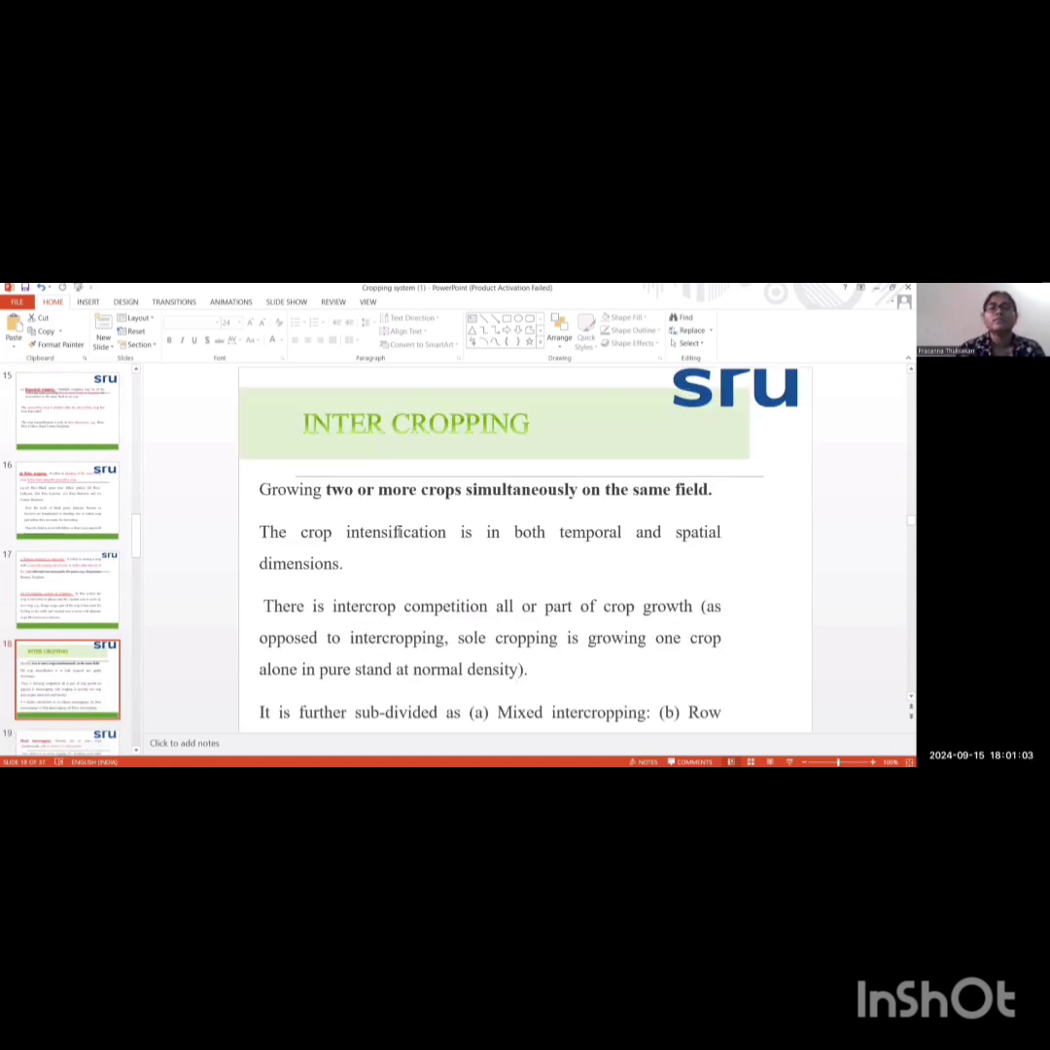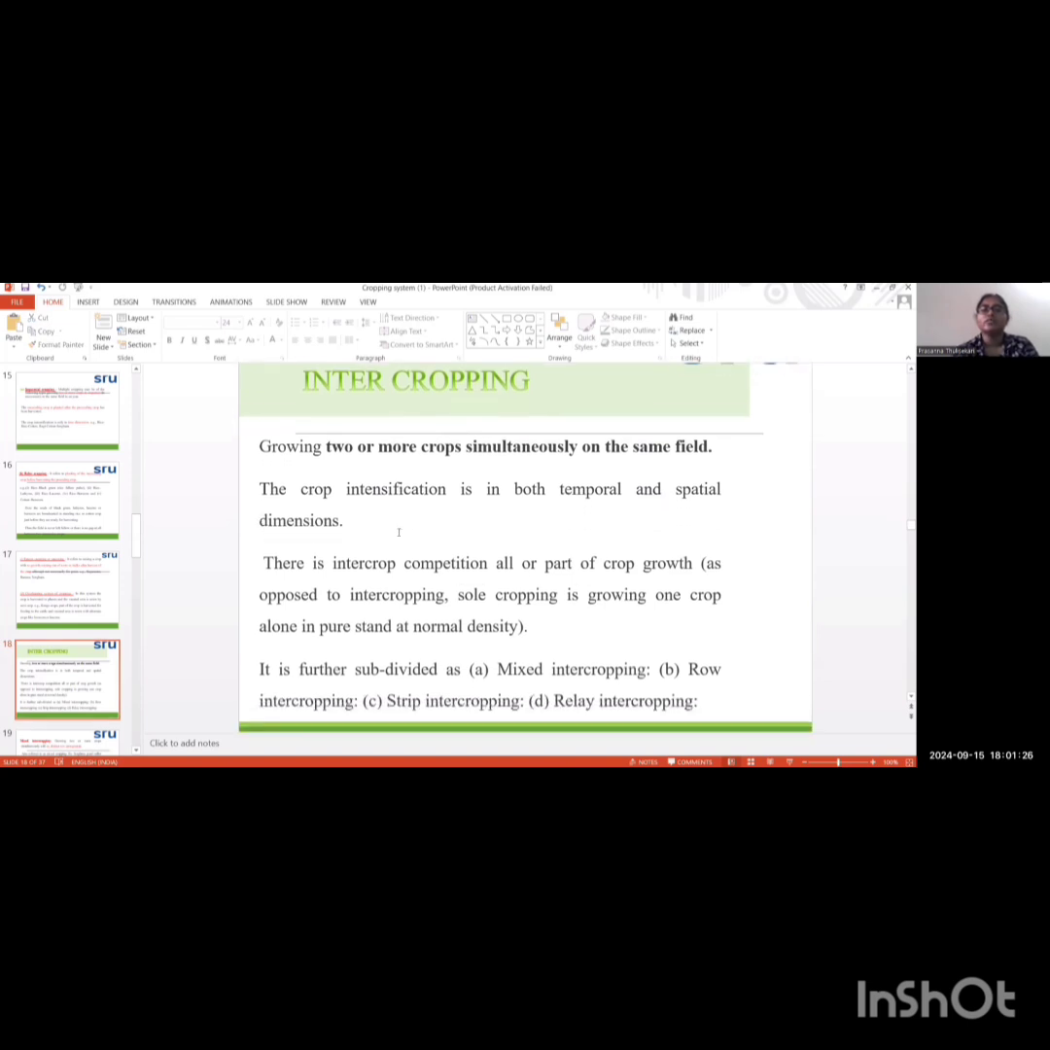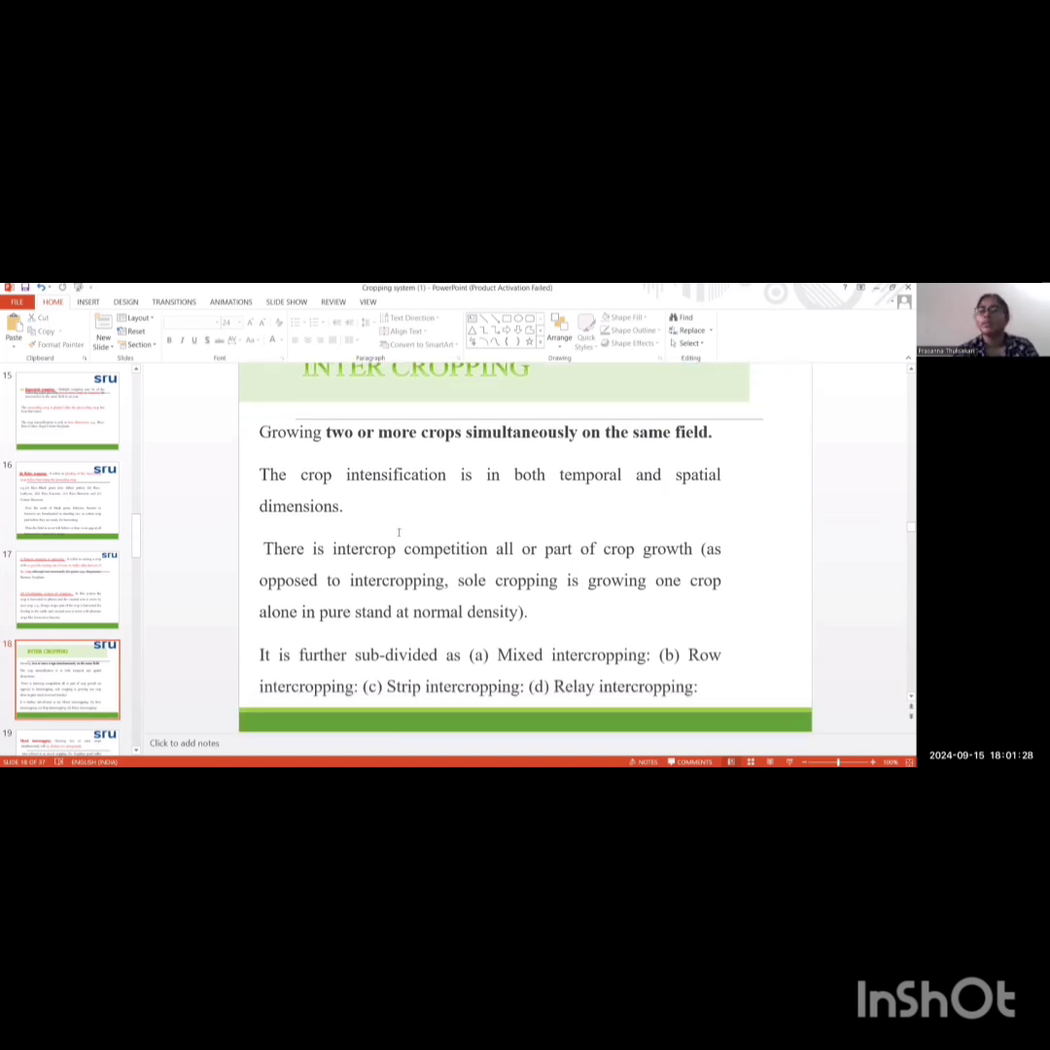Next is intercropping. Growing two or more crops simultaneously on the same field is known as intercropping. Crop intensification is in both the temporal as well as the spatial dimensions. There is competition for all or part of crop growth in intercropping, as opposed to sole cropping, which is growing one crop alone in pure stand at normal density. It is further divided into mixed cropping, row intercropping, strip intercropping, and relay intercropping.